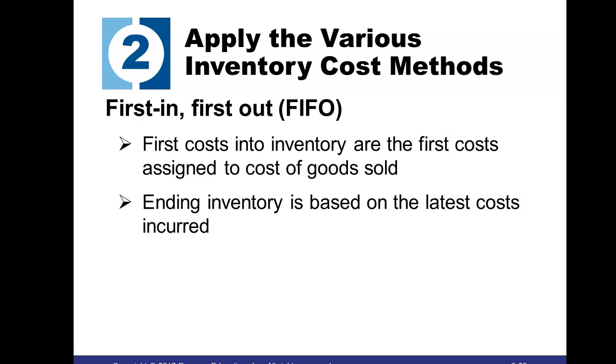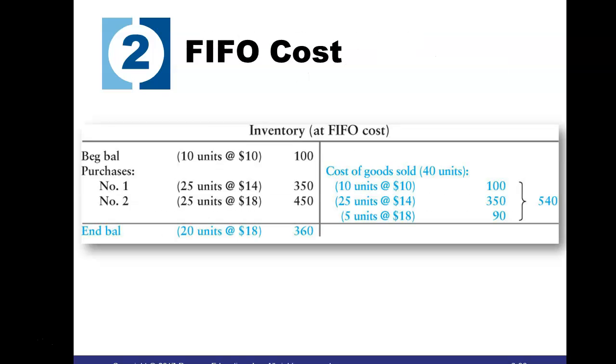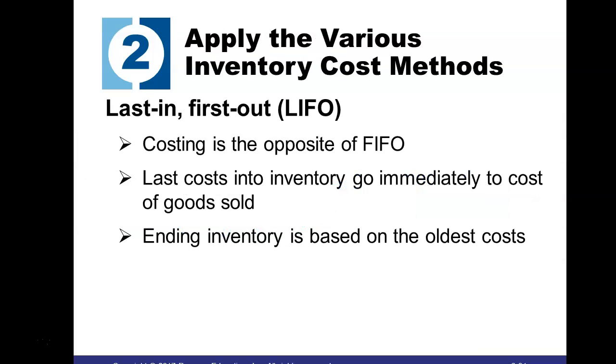And the FIFO assumes that the first inventory that you purchase are going to be the first ones that you sell. Very simple. And here again, I am not going to go through a demonstration of FIFO because I'm going to reserve that for the next video. LIFO assumes the opposite. It assumes the last inventory items that you purchase are the very first to go out.